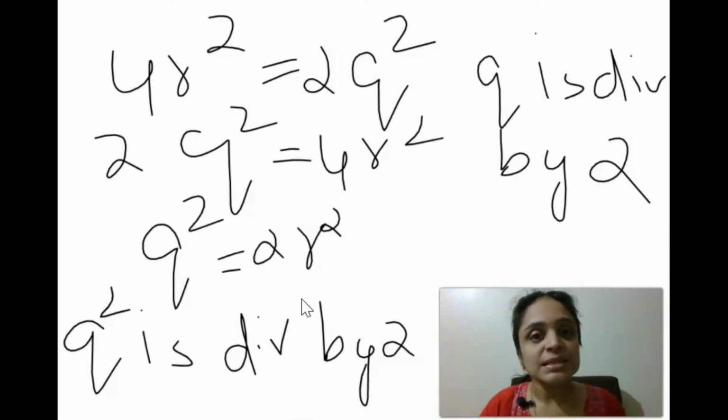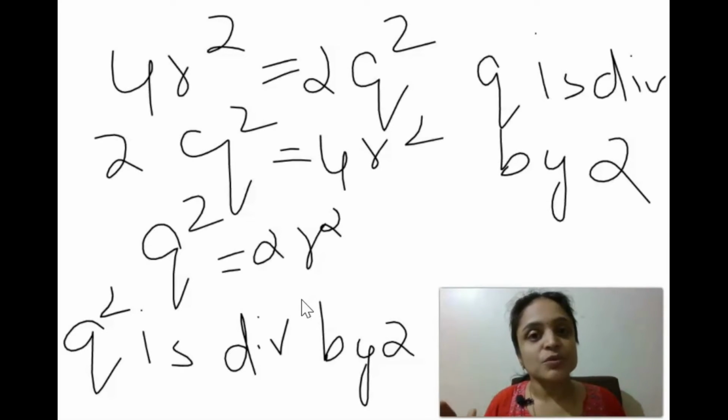That is, p is divisible by 2 and q is divisible by 2, which means 2 is a factor of p and q. What does that mean? It means p and q are not coprimes. So, this contradicts our assumption that p and q are coprimes, which means our assumption that root 2 is rational is wrong. From this, we can say that root 2 is an irrational number.